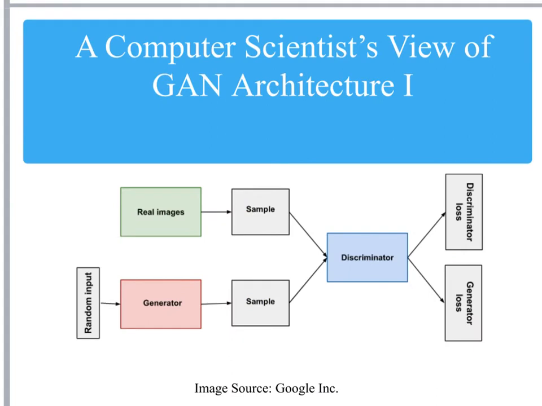Now I'm going to look at GAN structure, or GAN architecture, from a computer scientist's perspective. A computer scientist would look at GAN slightly differently. He or she is going to look at something called a generator and a discriminator. The job of the generator is to generate fake data, which is here. And the task of the discriminator is to do classification, either it's real or fake. And the discriminator, by the way, is receiving both fake data and the real data.